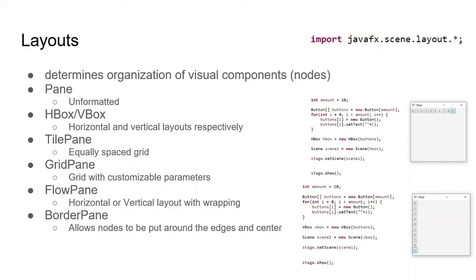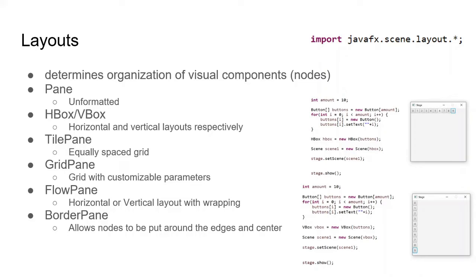Whatever you add will just be added in the top left, or it'll just be formatted how each node is said to format. Panes are good if you want to make something very creative and unique, as you won't be limited by any predefined pattern. Hbox and Vbox organize nodes horizontally and vertically respectively. You'll see an example on the right. We make 10 buttons, and with an Hbox, they got laid out horizontally, and a Vbox, they go up to down. Tile pane equally spaces out the grid of all the different nodes.